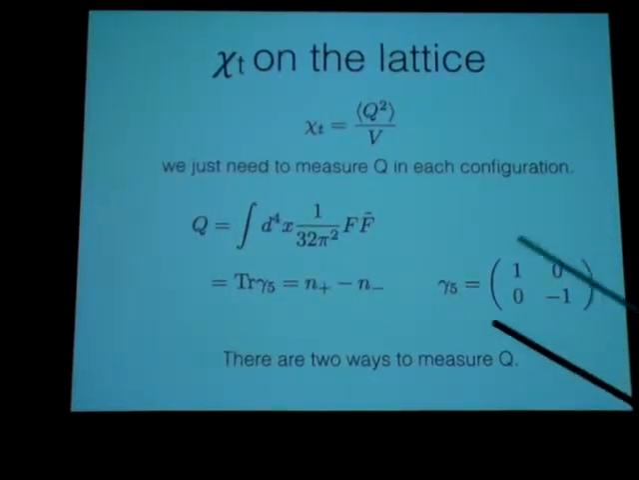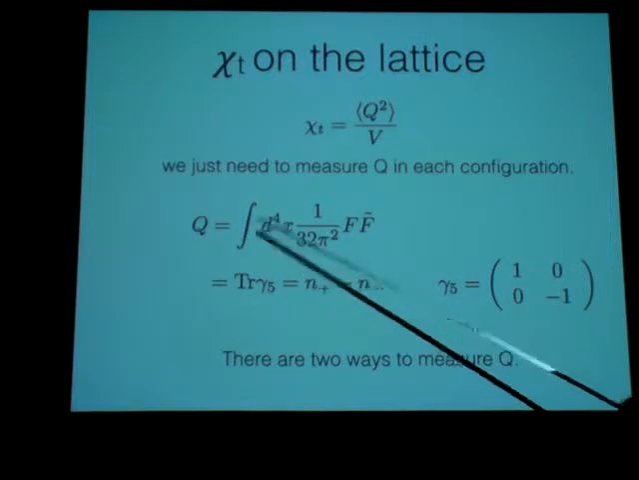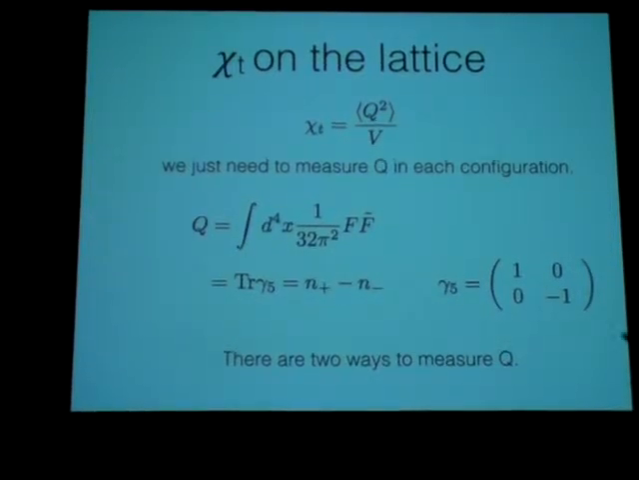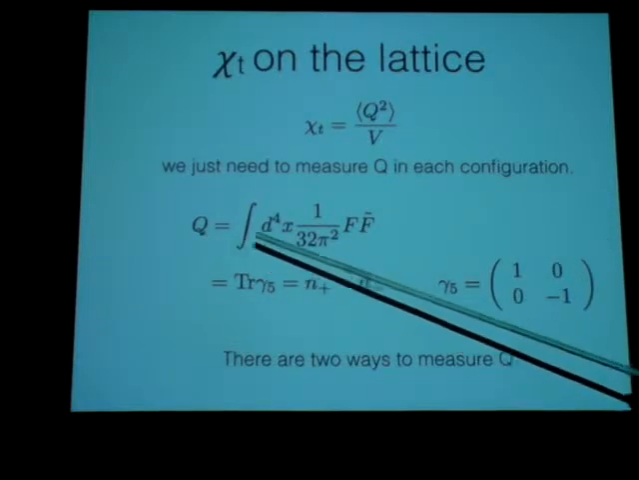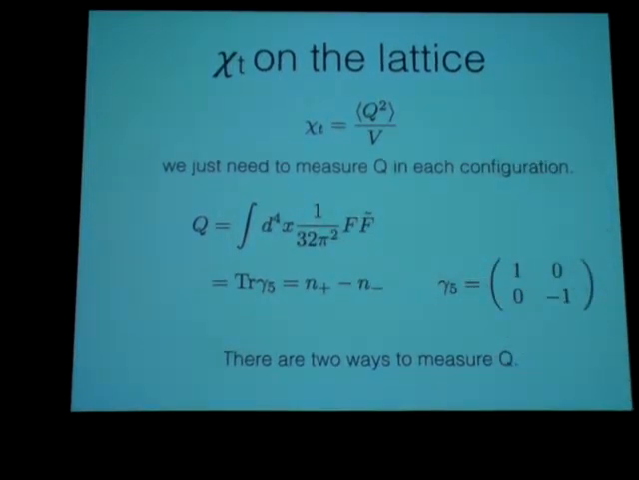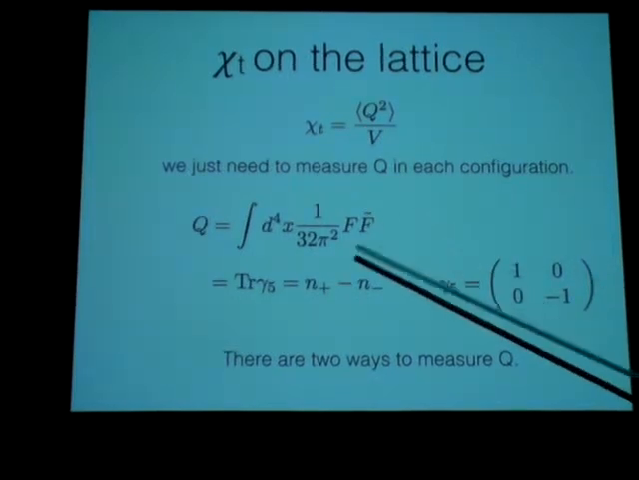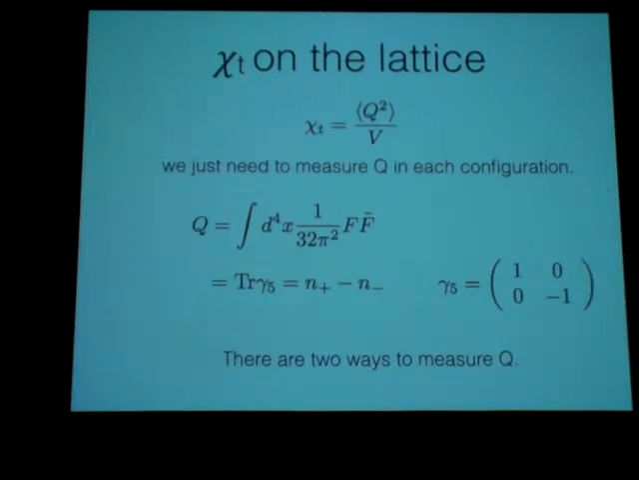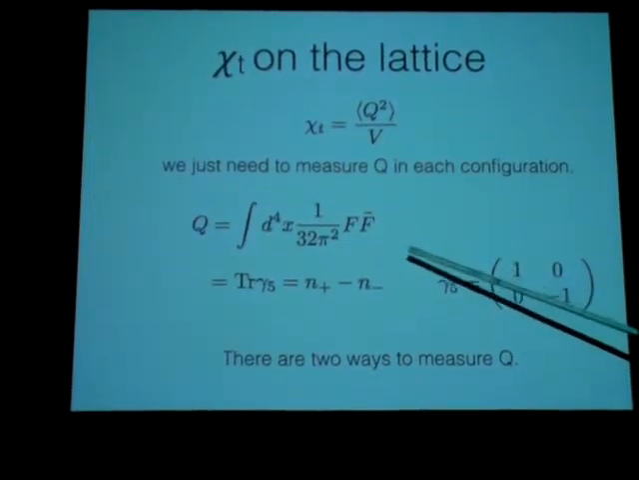So the question is, how do you calculate topological charge on the lattice? That is a little bit tricky because Q, as I said, should be an integer for each configuration. But if you do this integral on the lattice, that is just a summation because it's finite size, so you likely get a non-integer number depending on how you define this F. The definition of F F-dual on the lattice is not unique, so it's actually ambiguous.